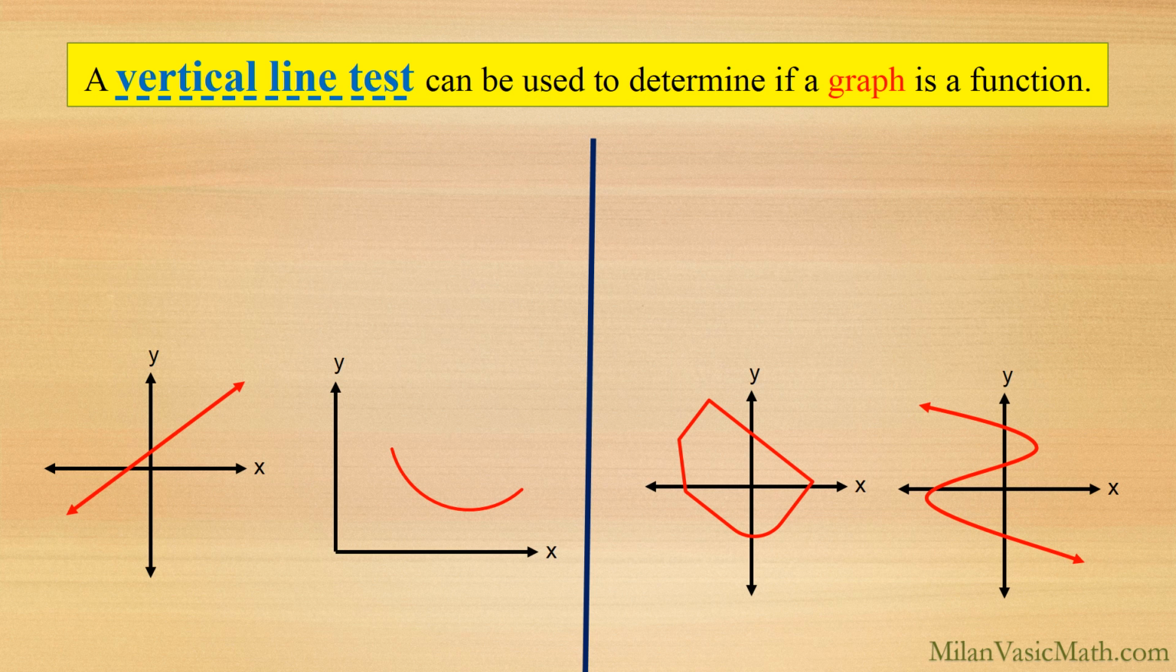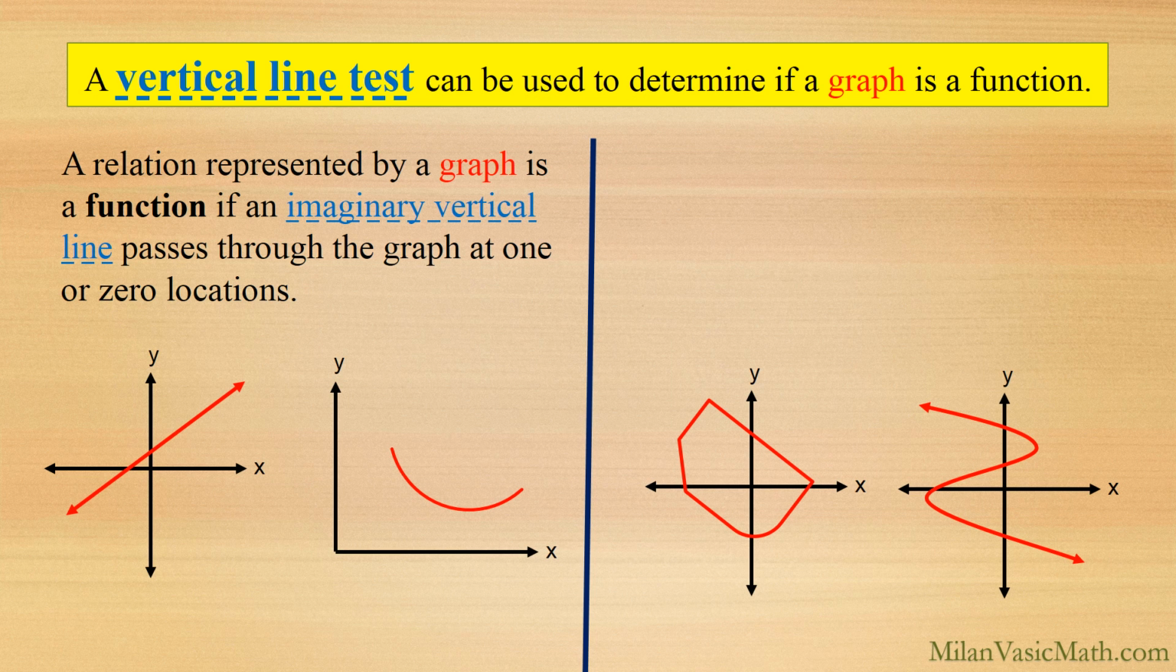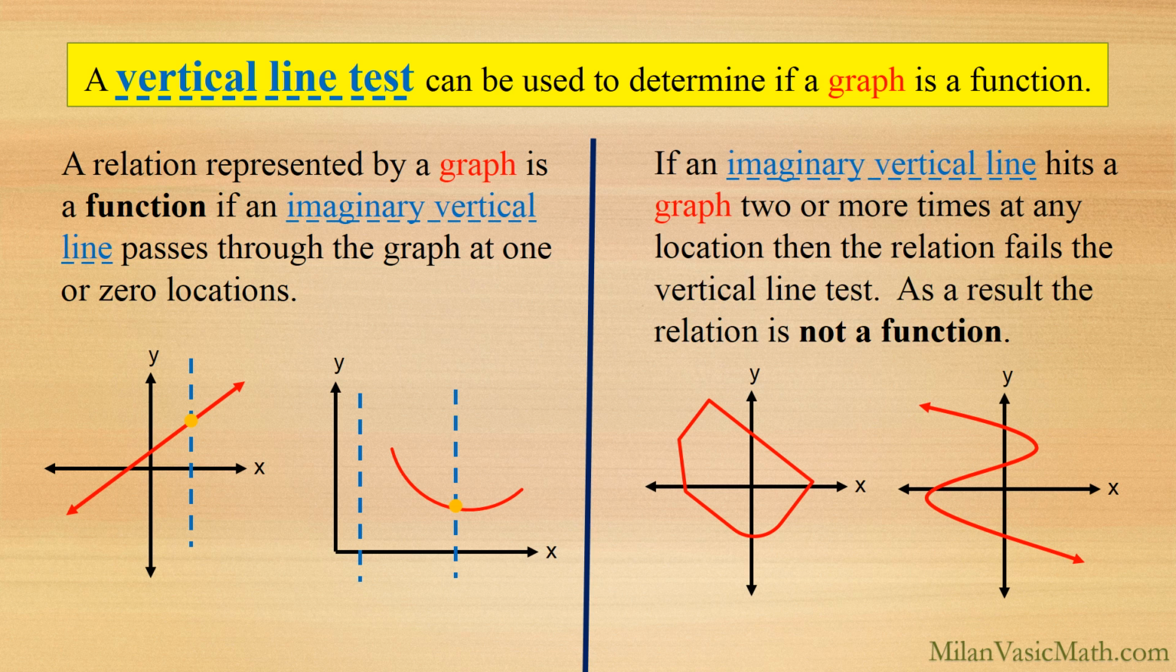A vertical line test can be used to determine if a graph is a function. A relation represented by a graph is a function if an imaginary vertical line passes through the graph at 1 or 0 locations. In the first example, we have a graph represented by this red line, and if we make an imaginary vertical line, and we use a dashed line to show that it's not part of the graph, we see that it only hits the graph once. Therefore, that graph is a function. In the next example, the vertical line doesn't hit the graph, and here it hits it only once. For that reason, that graph is also a function.